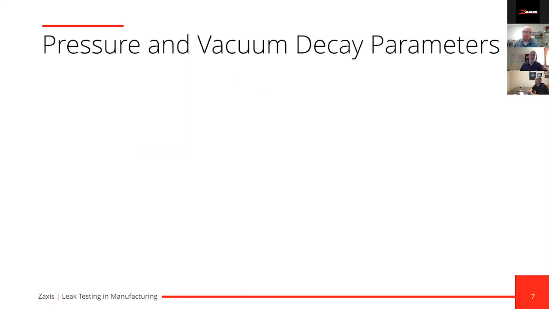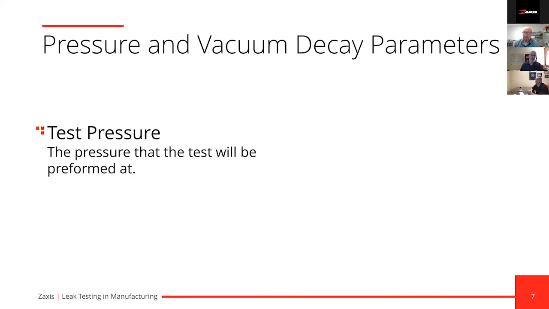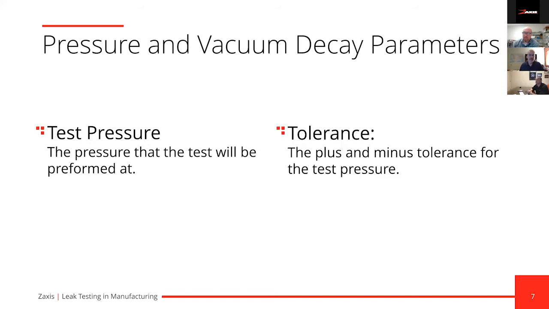If we look at the parameters that are set for both a pressure decay and vacuum decay, they use the same parameters. One uses positive pressure, one uses vacuum pressure. We first have a test pressure, and we're going to be talking a little bit more about these as we get going. We have a test pressure, and then we have tolerances that are allowed. As long as you fall between the tolerances, then the test will continue.